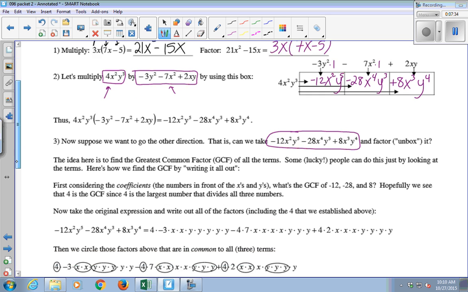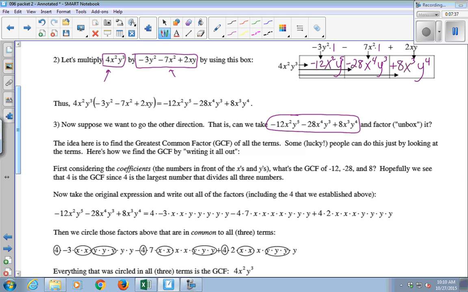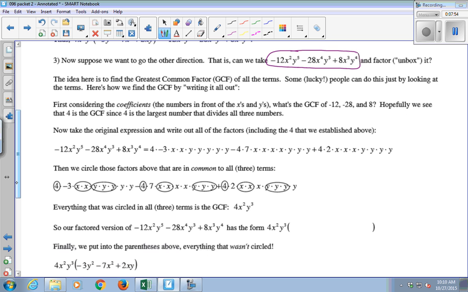So the idea here is that we want to find the greatest common factor of all the terms, also known as the GCF. So some lucky people can do this just by looking at the terms and pulling out the GCF. Okay, but here's how to find it if we write it all out. First, considering the coefficients, just looking at the numbers in front of the x's and the y's, we've got negative 12, negative 28, and 8. What's the largest number that goes into all of those numbers? 4. Yeah, 4 divides into all of those. So we'll see 4 is the GCF of the numbers.